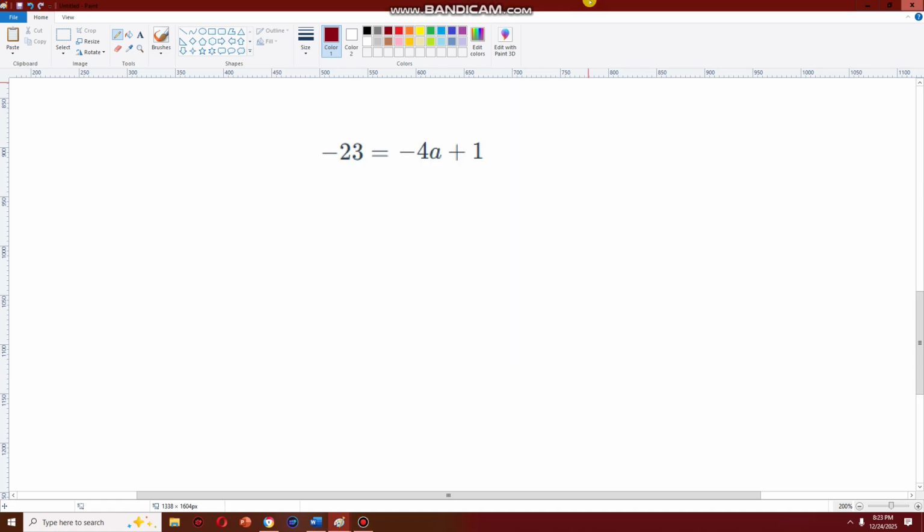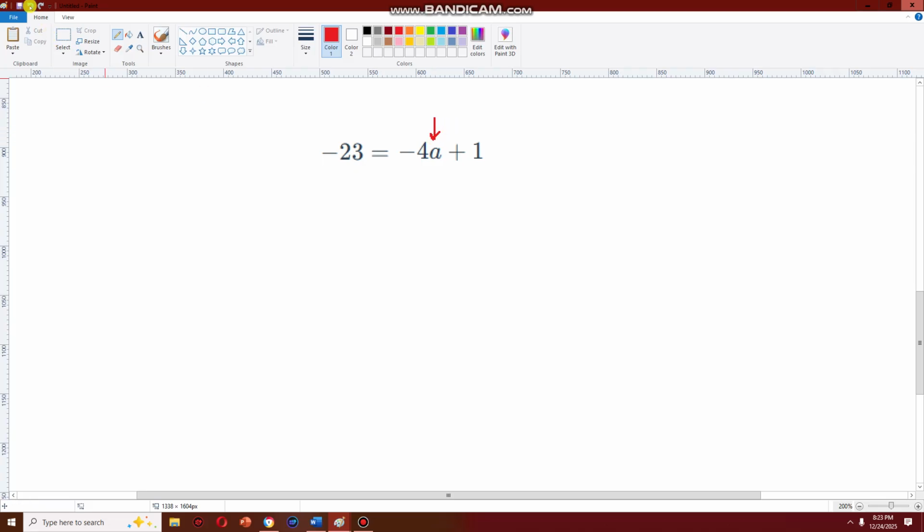Today I'm going to show you how to solve another two-step equation, just done differently. Let's take a look at this equation. I'm going to get my pencil right over here. Okay. So we have minus 23 is equal to minus 4a plus 1. We need to solve for the variable a.